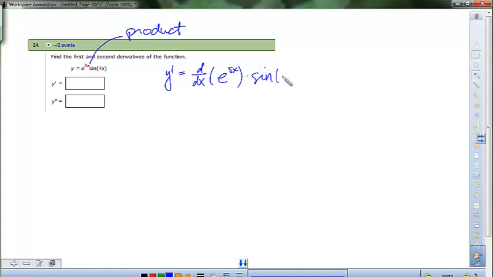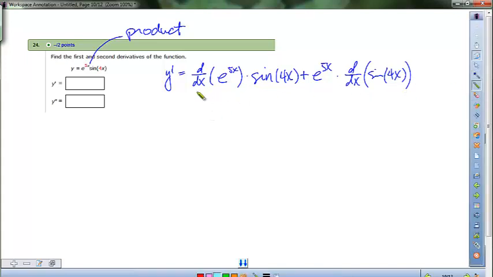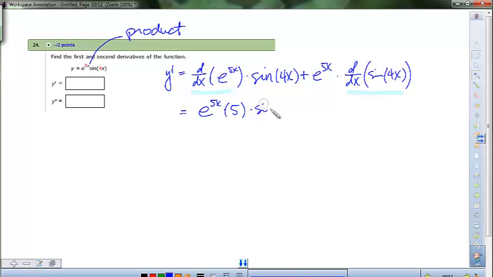That would be the sine 4x plus the first times the derivative of the second. So we need to figure these two things out, and in figuring those two things out we need to apply the chain rule. So derivative of e to the 5x, derivative of e to anything is itself, times the derivative of the power, which is 5, and then we have sine 4x.